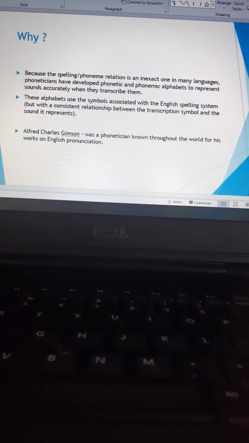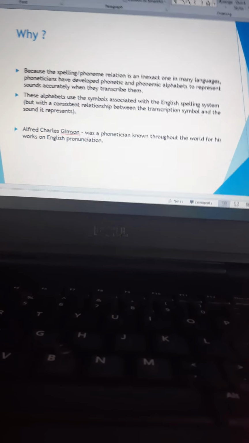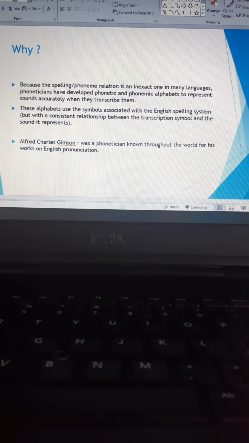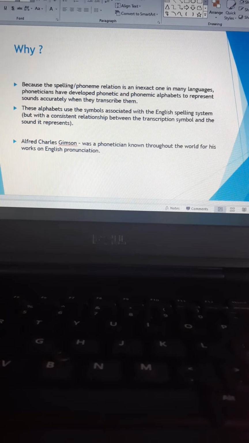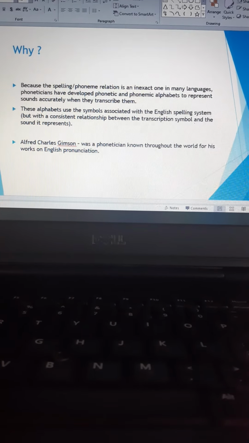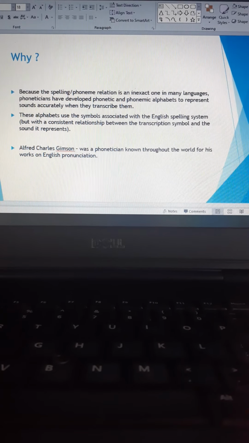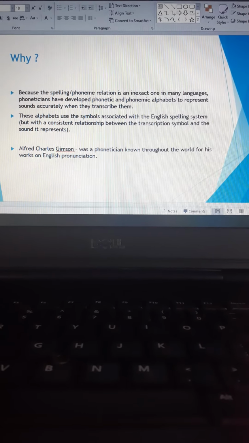Why? Because the spelling or the phoneme relation is an inexact one. In many languages, phoneticians have developed phonetic and phonemic alphabets to represent sounds accurately when they transcribe them. These alphabets use the symbols associated with the English spelling system, but with a consistent relationship between the transcription symbol and the sound it represents.